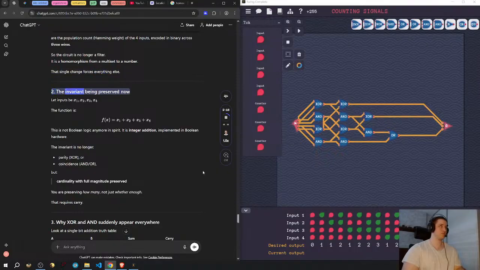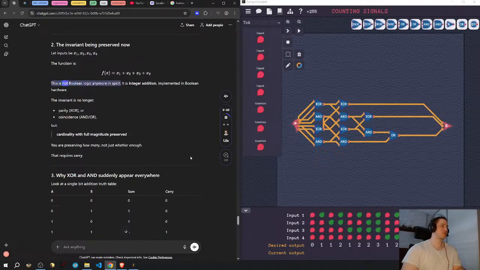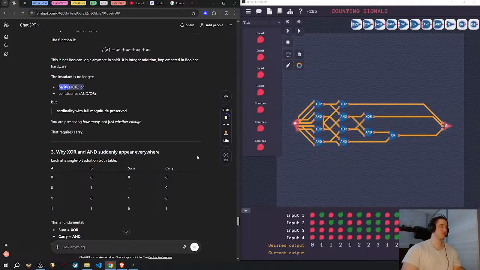2. The invariant being preserved now. Let inputs be x1, x2, x3, x4. The function is the sum of the inputs. This is not Boolean logic anymore in spirit. It is integer addition, implemented in Boolean hardware. The invariant is no longer parity, XOR, or coincidence, AND, but cardinality, with full magnitude preserved. You are preserving how many, not just whether enough.